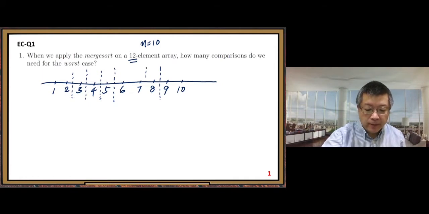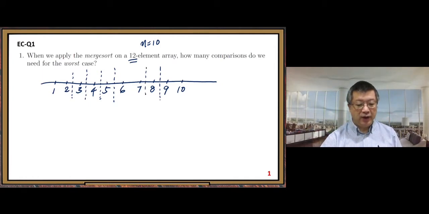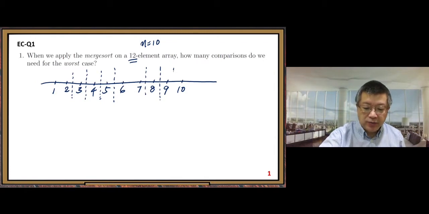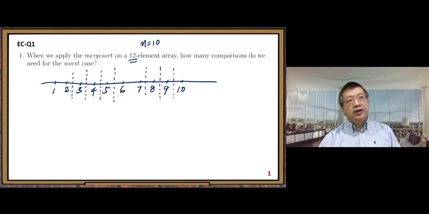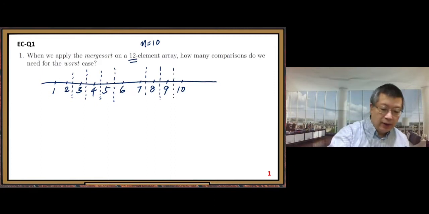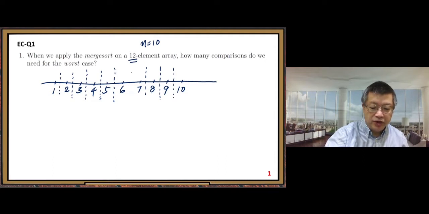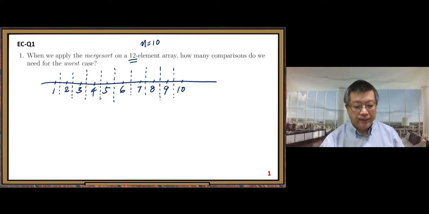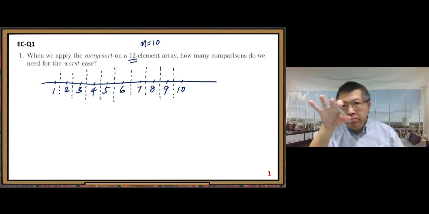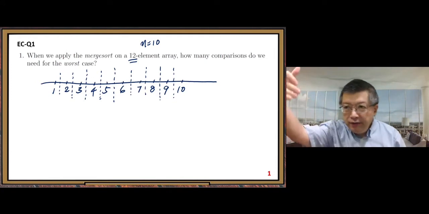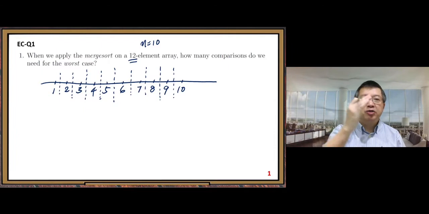Here, split. Here, split. All right. So the last round, this split. Okay. This split. All right. Now we do the merge. We do the merge round by round in the inverse order of our split way. Reverse order.